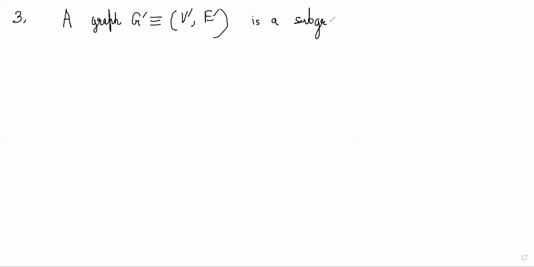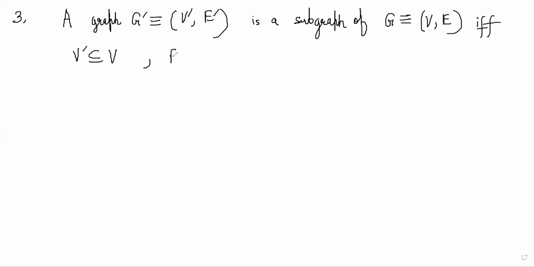Let's move on to the third idea. A graph G dash, which is (V dash, E dash), is a subgraph of G, which is (V, E), if and only if V dash is a subset of V and E dash is a subset of E. Basically, if you have a normal graph G which has vertex set V and edge set E, then a new graph G dash can be called a subgraph of G if and only if the vertex set and the edge set of the new graph are both subsets of the corresponding vertex set and edge set of the old graph. That is a fairly straightforward definition.